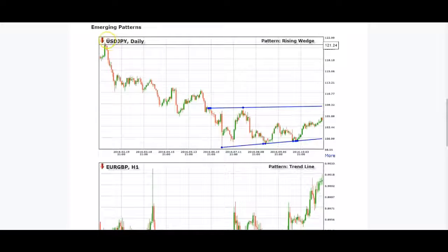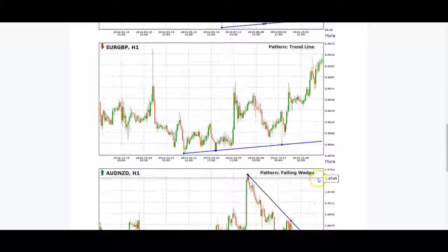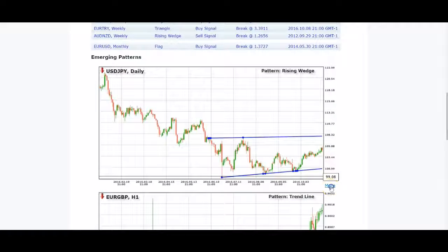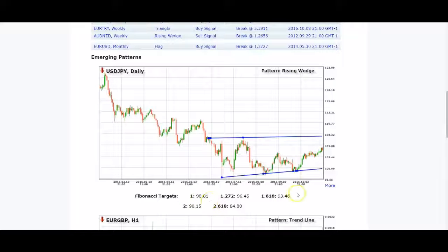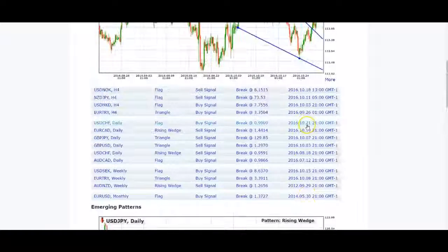So for instance, here we have the dollar yen going sideways in a rising wedge. So there's multiple touch points there, single touch point there on the resistance. You have multiple touch points on the support. So again, the theory being, you could place orders outside these patterns for an entry. And with this as well, you get Fibonacci targets. If they're to break out, you can specify points where you're going to take your money, your profits, or some of your profits.